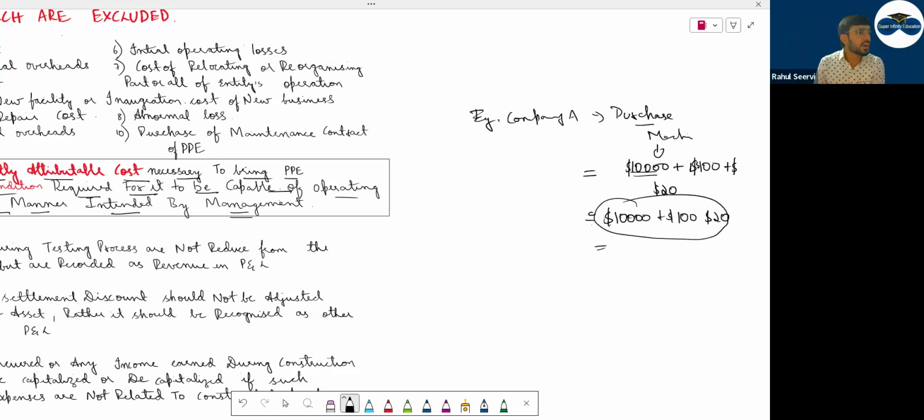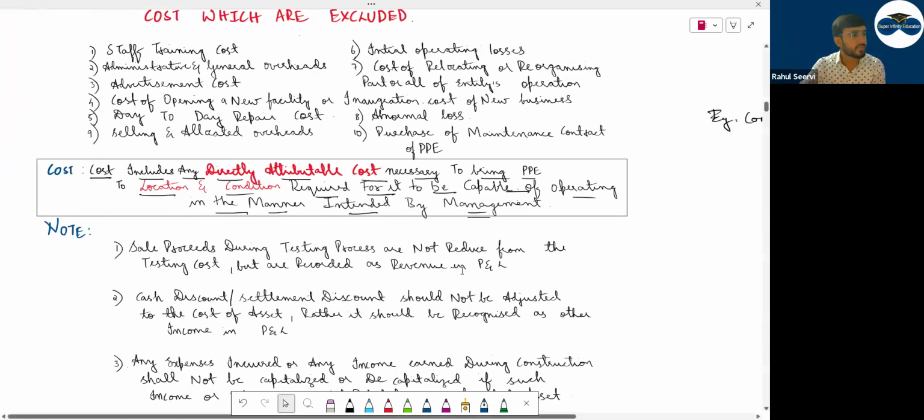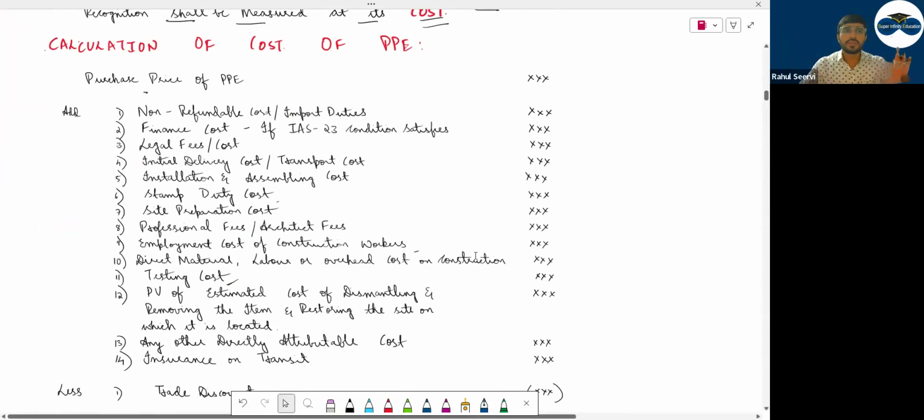The cost which you incur to take the PPE from the 1st floor to the 5th floor, when you record it for the first time. Any doubts in this? What does cost mean now? I hope it is clear. Now let's see what are the costs which are included.